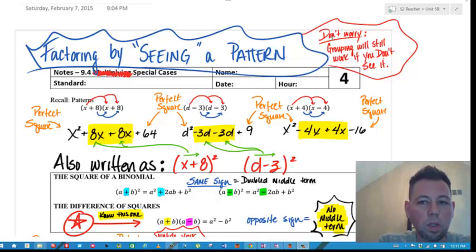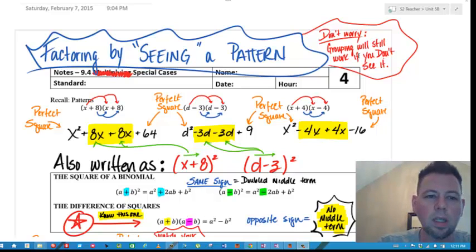Here's the thing though. Also notice my note up here at the top says, don't worry, grouping always works. This is special cases. It makes it quicker if you can see it. It's helpful sometimes, but not necessary by any means. There is one case that we do want to make sure that we pay special close attention to, which is difference of squares. But again, all of this can be done without this pattern. This is just a helpful hint. So let's take a look.